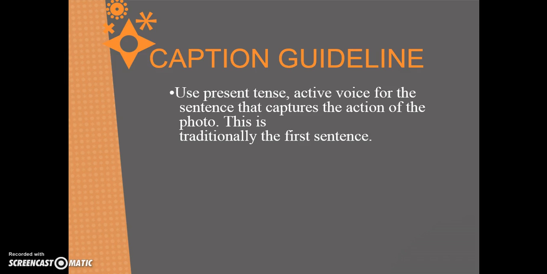So the second rule in a caption guideline is to use present tense active voice for the sentence that captures the action of the photo. Traditionally, this is going to be the first sentence.